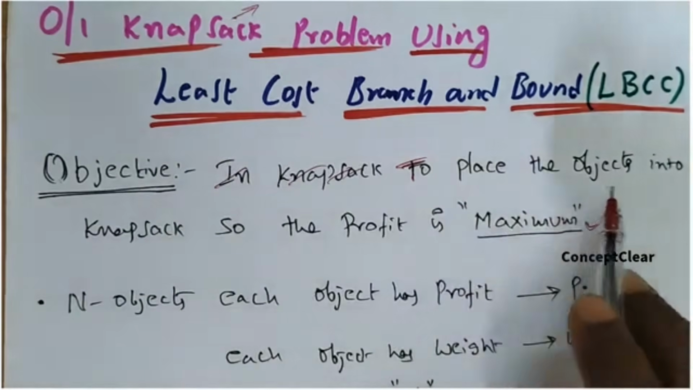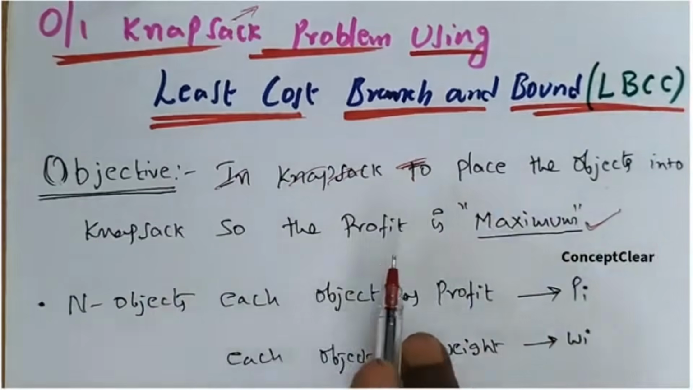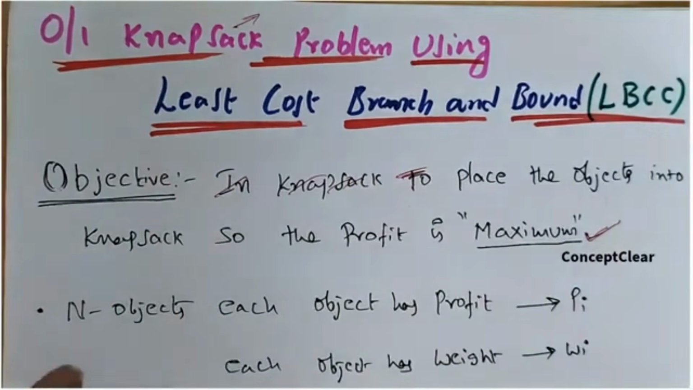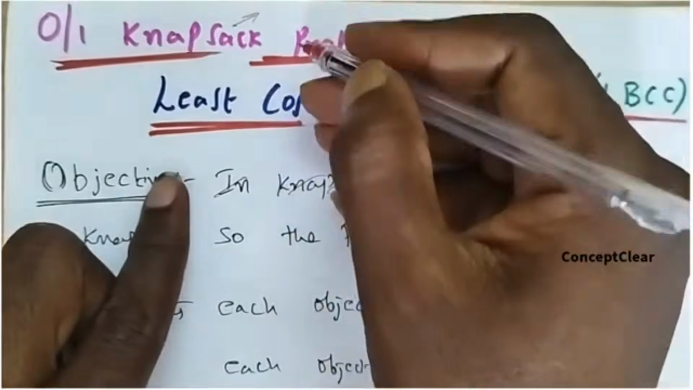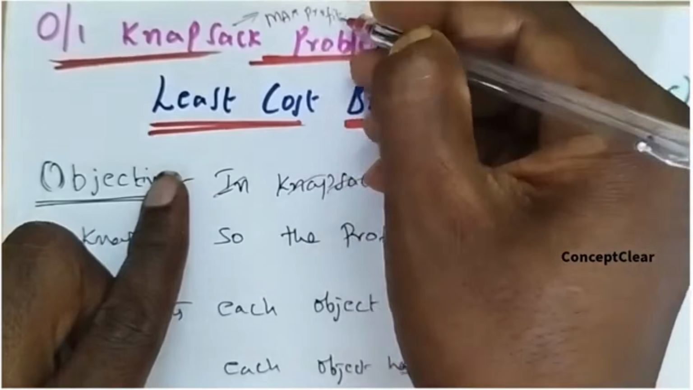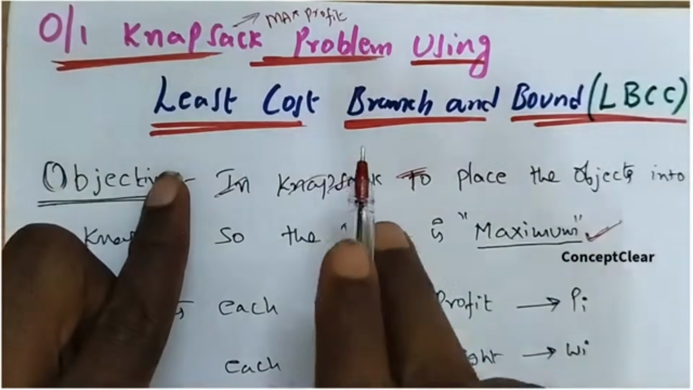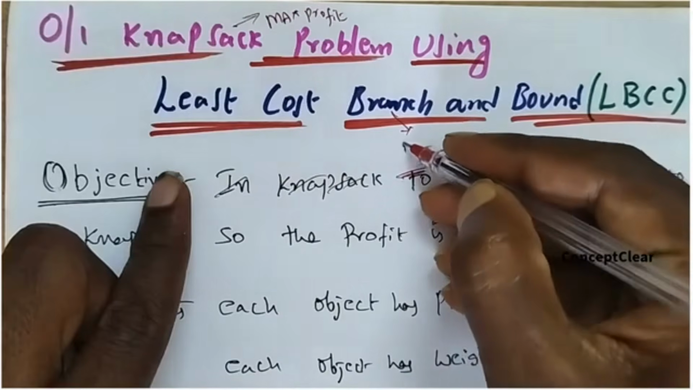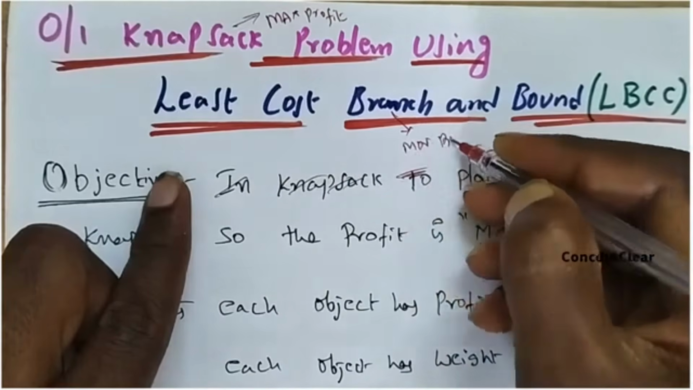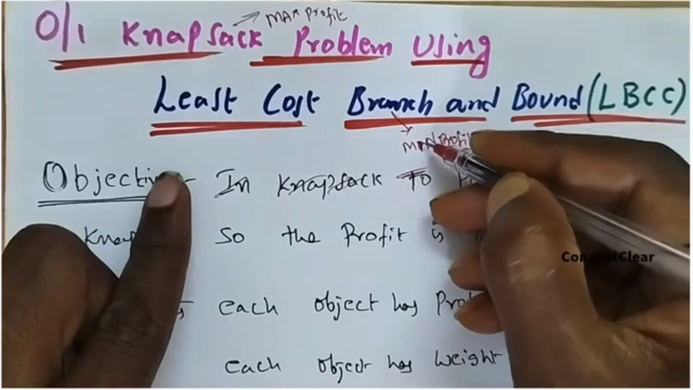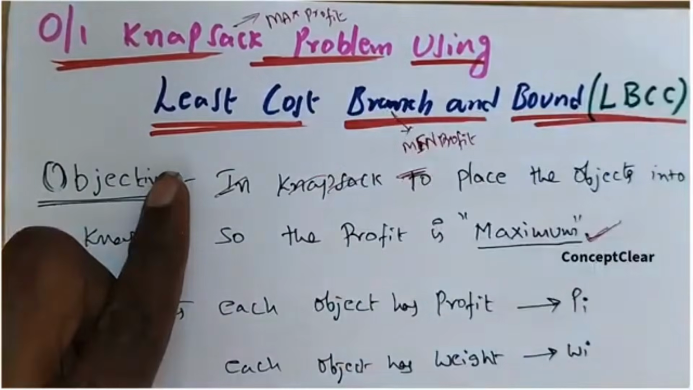Here, we place the objects into the knapsack so that the profit is maximum. Before entering the topic, first we will see the meaning of knapsack. Knapsack is mainly for maximum profit. And what about branch and bound? Branch and bound is used for minimum profit. In the previous talk we discussed that branching means minimum profit value and knapsack means maximum profit.